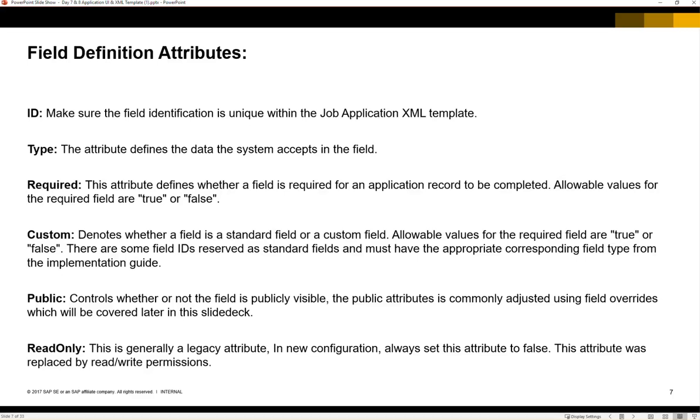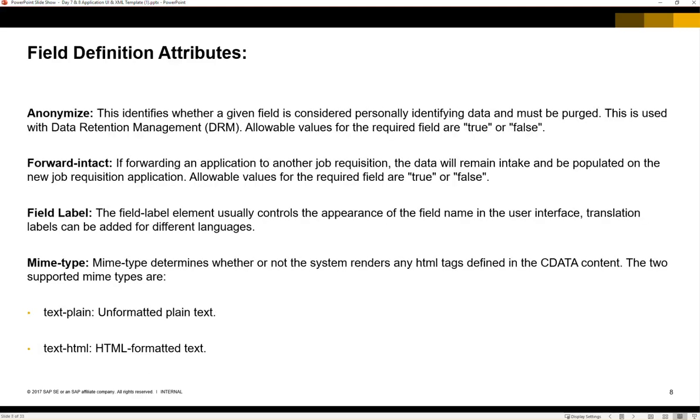Public. So again, this is either true or false, and this controls whether or not the field is publicly visible. Public attribute is used with overrides, and this is used then to control whether or not a field is public equals true or public equals false based on the job requisition country. Read only, this is a legacy attribute. So this is something that's no longer used, and in new configurations we always set this attribute to false. This attribute was replaced by read and write permissions, so we can more or less ignore this read only attribute, but just remember that it should be set to false in new implementations of the product.